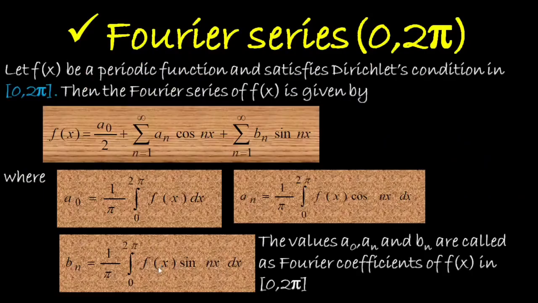Now let me move on to Fourier series under 0 to 2 pi. If any function is defined in an interval 0 to 2 pi and is also periodic, and satisfies the Dirichlet conditions, then f of x can be expressed in this form, where a naught is calculated using the formula a naught equal to 1 over pi integral 0 to 2 pi f of x dx, and an is calculated using the formula 1 over pi integral 0 to 2 pi f of x cos nx dx, and bn is calculated using the formula 1 over pi integral 0 to 2 pi f of x sin nx dx. Here the values are all called Fourier coefficients.